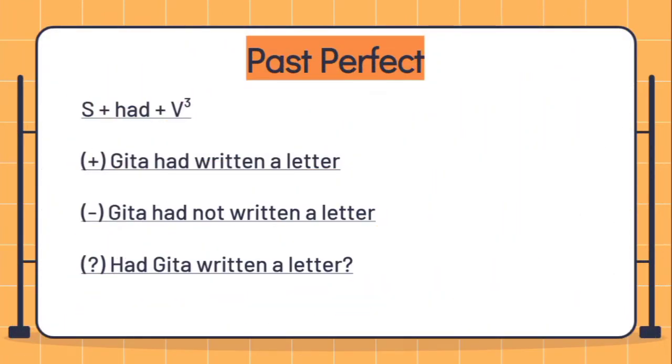Past perfect. Gita had written a letter. Gita had not written a letter. Had Gita written a letter?